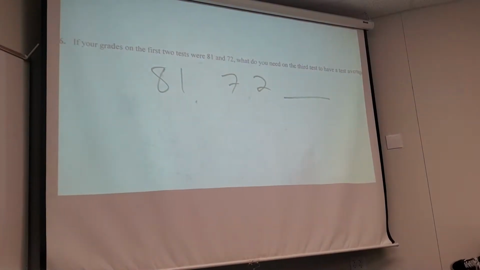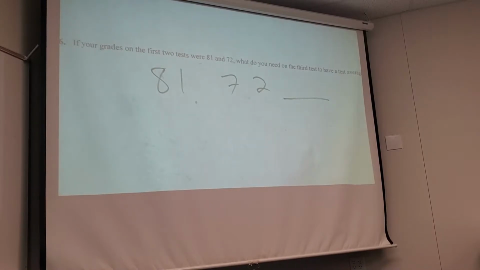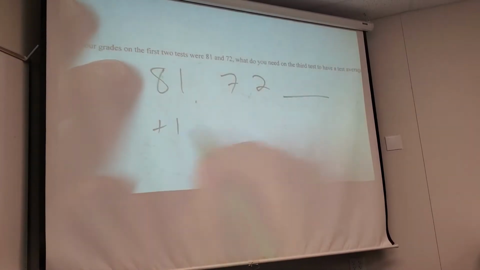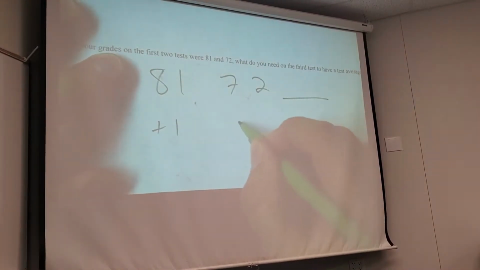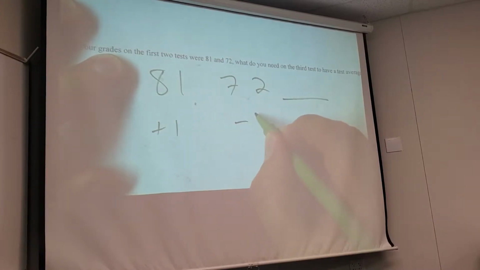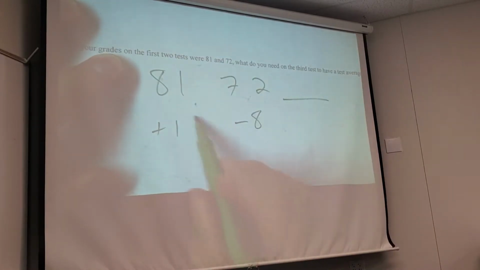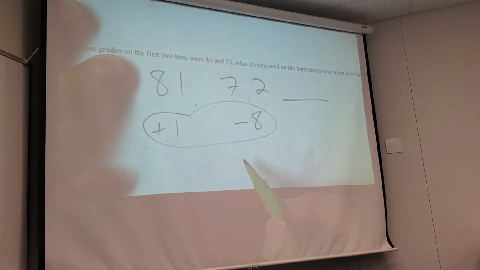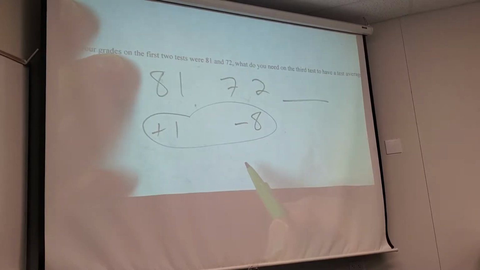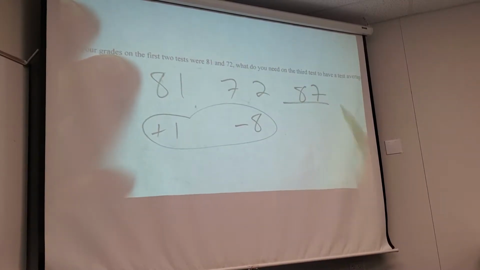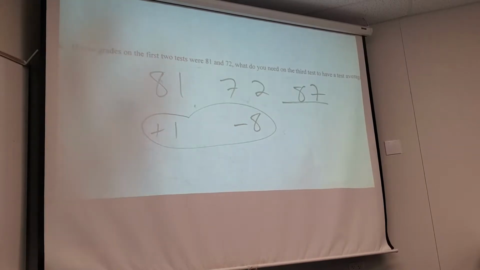And I want the result to be 80, the average. Right? How far off from 80 is 81? It's up 1. How far off from 80 is 72? Down 8. So overall, how far away from 80 am I so far? 7 down. So this better be 7 up from 80 to make up for that.